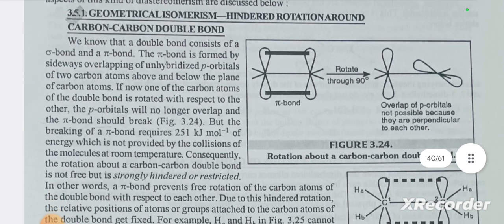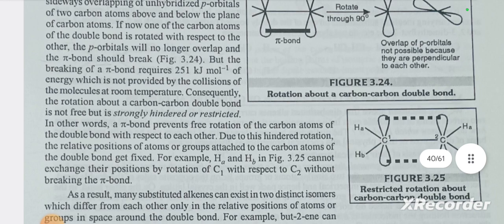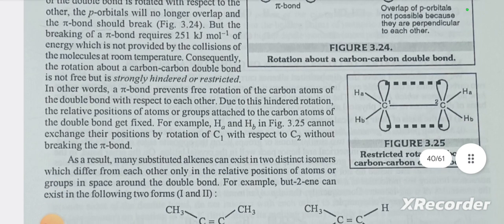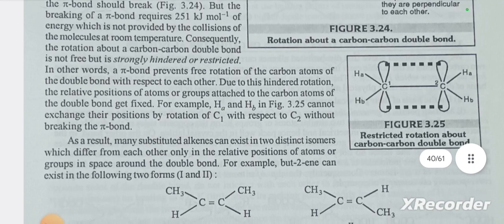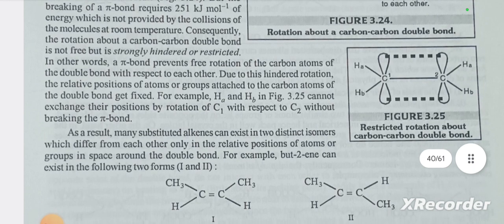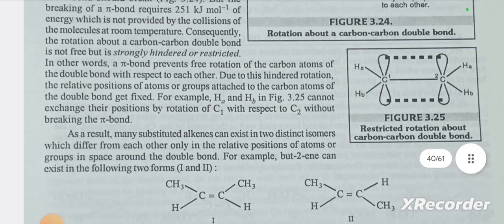Geometrical isomers: hindered rotation around carbon-carbon double bond. We know that a double bond consists of a sigma bond and a pi bond. The pi bond is formed by sideways overlapping of unhybridized p orbitals of 2 carbon atoms above and below the plane of carbon atoms. If now one of the carbon atoms of the double bond is rotated with respect to the other, the p orbitals will no longer overlap and the pi bond should break. But the breaking of the pi bond requires 251 kJ per mole of energy, which is not provided by the collision of molecules at room temperature.